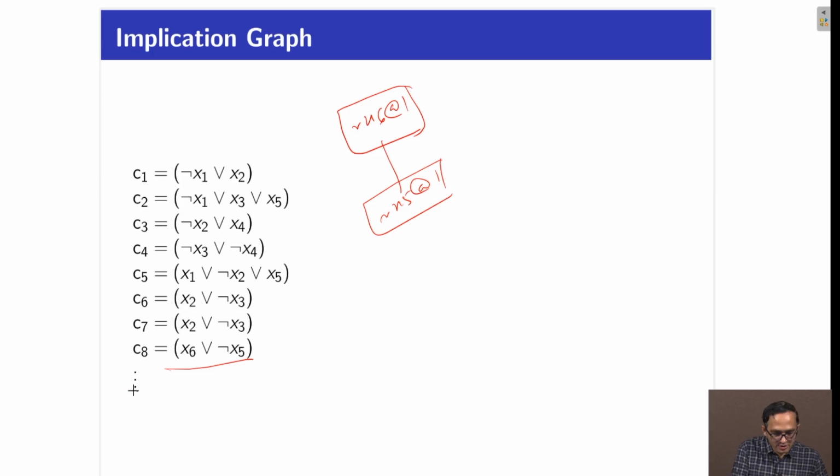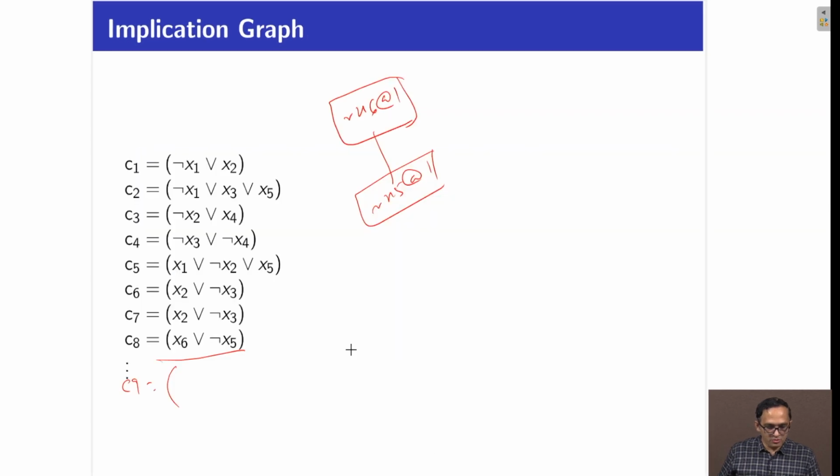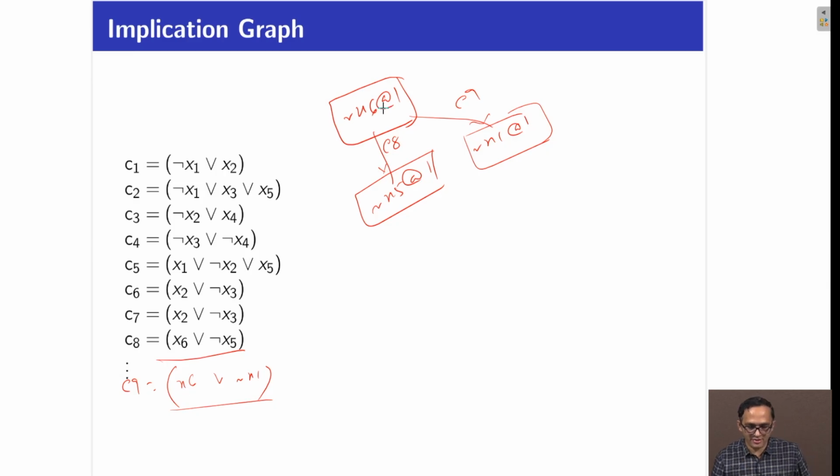And now I learn new clause C9, which is x6 or not x1, right. So, once I take this decision, this is from C8, and because your not x6 is there, it will immediately allow you to take another decision, which is basically say not of x1 equal to 1, right, because this immediate BCP is possible through this, because I have taken the negation, it is already assigned here, right.